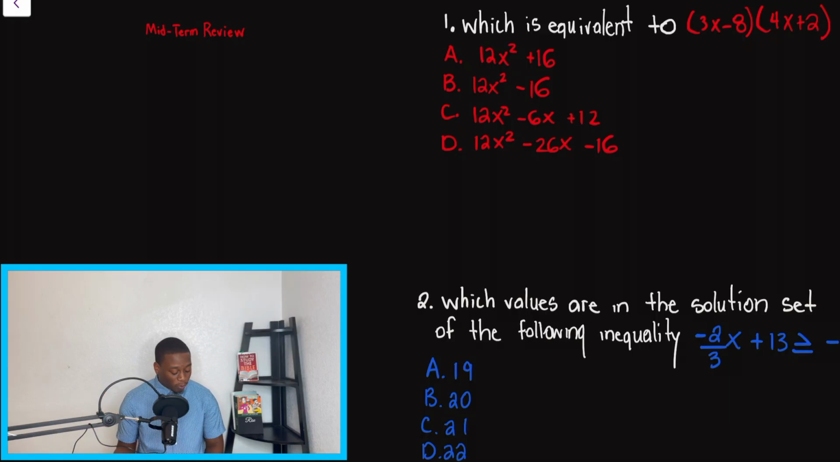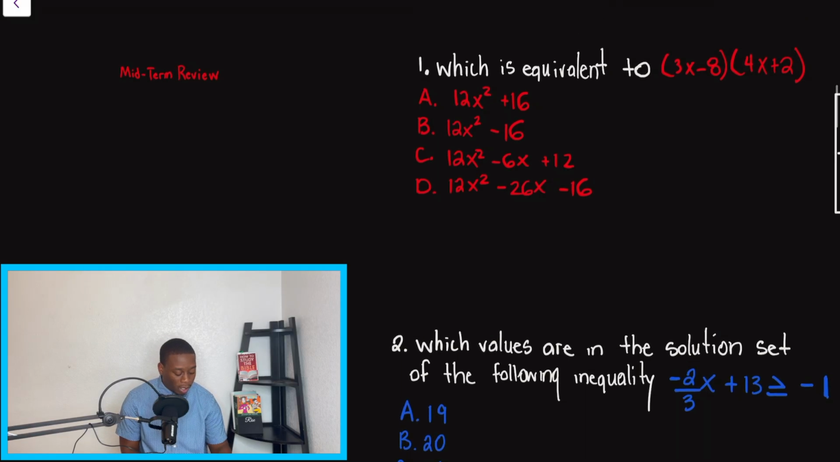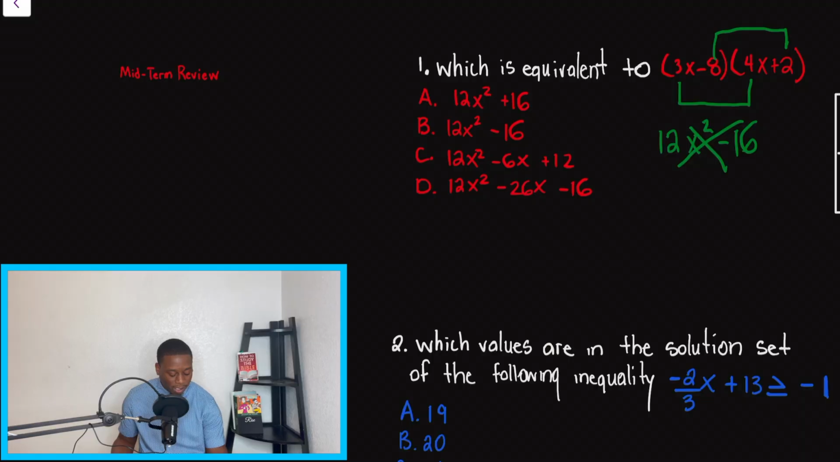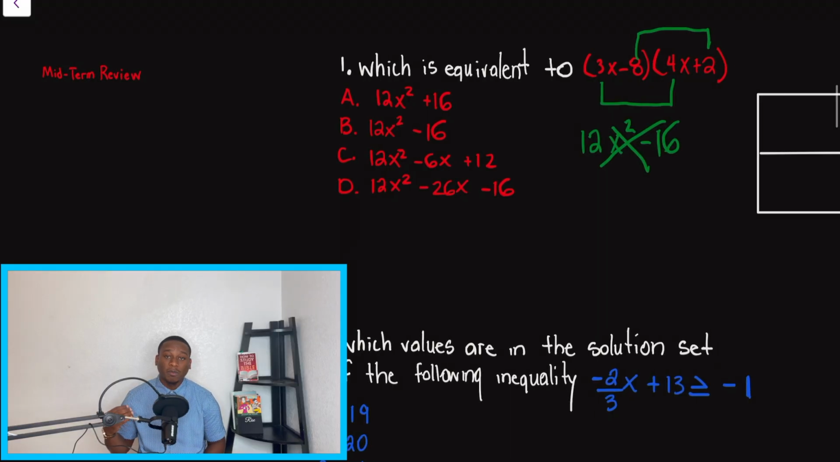So, in our first problem, guys, it asks us which is equivalent to the expression that they give us. And what we have to understand is that we are going to multiply. And typically, an error that I see students make is that they only multiply the first terms with each other and then they go back and multiply the last two terms. But guys, this is wrong. So if we got an answer of 12x squared minus 16, that is going to be wrong.